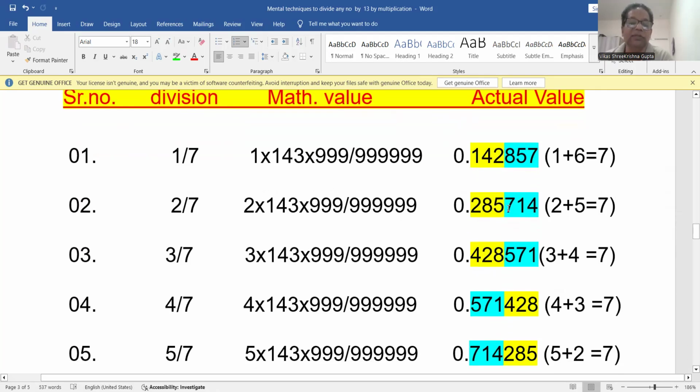In the same way for 3 by 7. Now 3 into 143 is how much? 3 into 143 is 429. 429 into 999. You have to reduce the value by 1. It becomes 428. And then find the 9's complement of 428. It is 571. So again, you can see that this number 428 is a repeating number, 428571. So as you can see, in the division of 1 by 7, the numbers are rotating in a cyclic order.